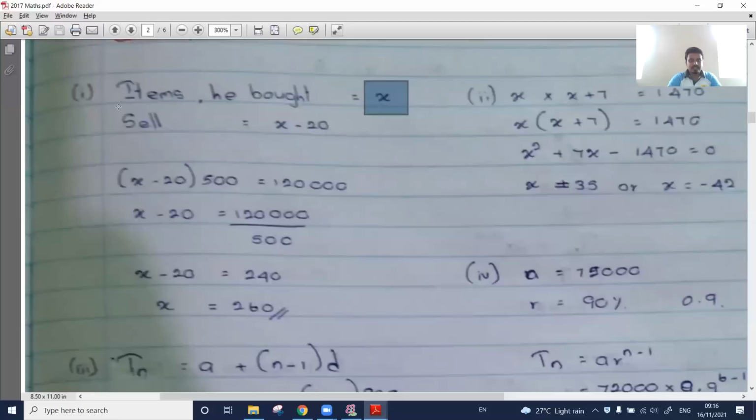Right? His sales. He has kept 20 for his personal use and he has sold the rest of the items.